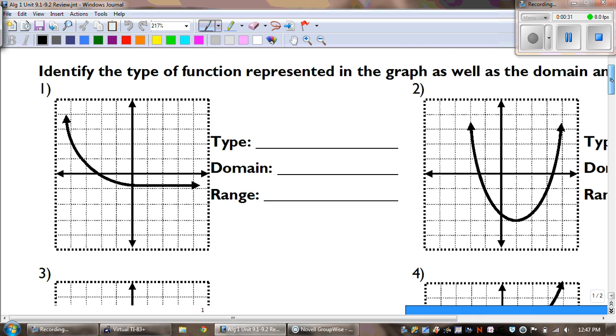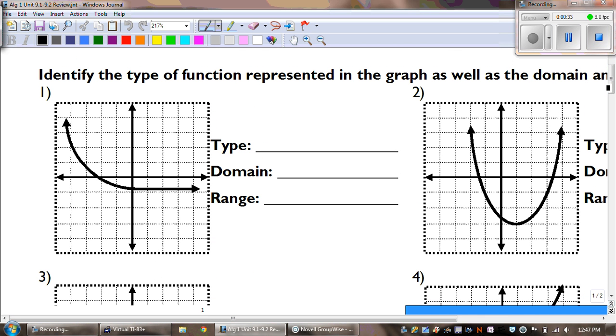What type of graph is number one? Do you guys remember? Well, when it's got that curve to it only on one side, looks like it starts really, really, really high and then whoosh, swoops down. That is an exponential graph.